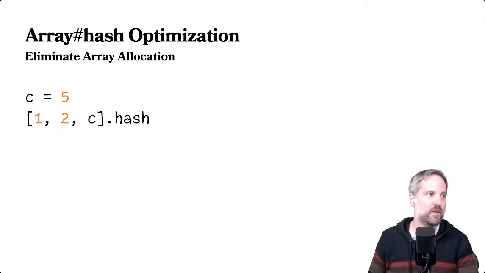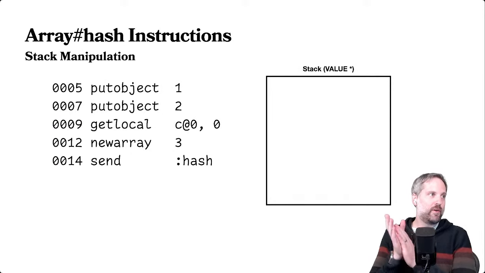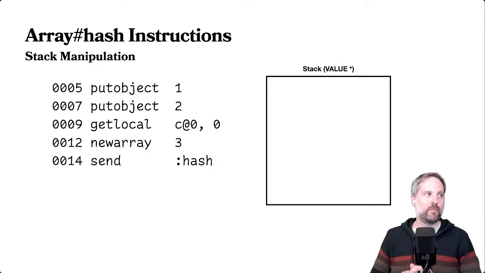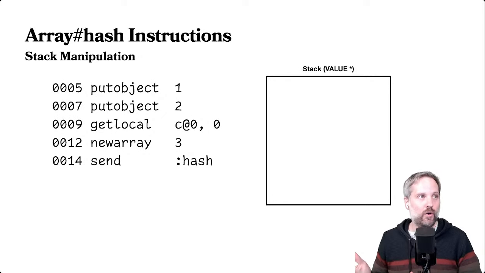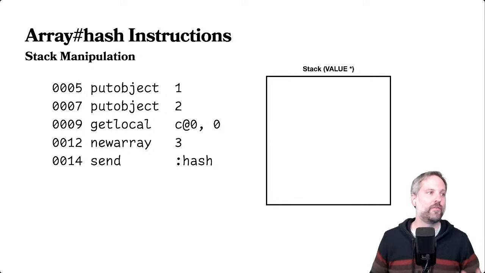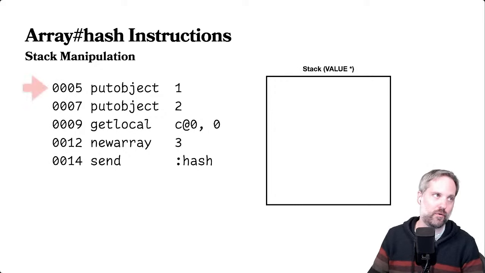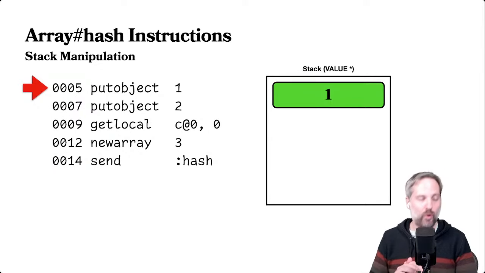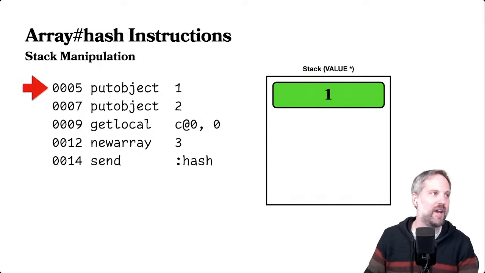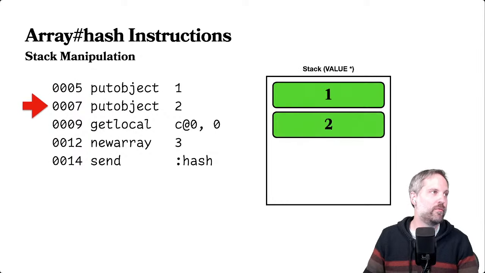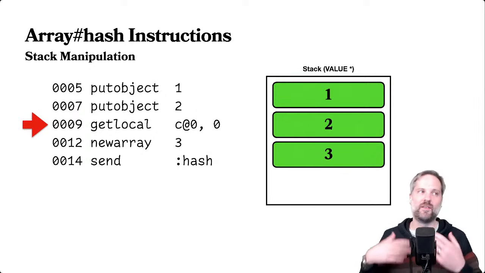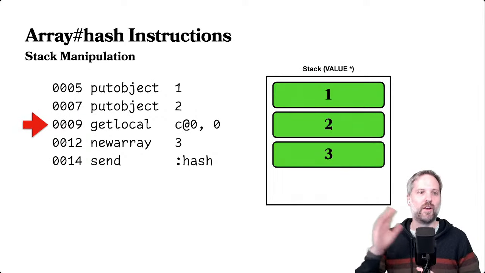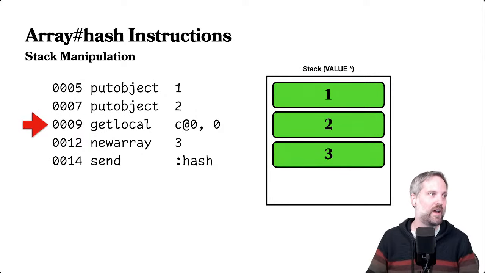So here are our VM instructions for that code on the previous slide. First thing we do is push the integer 1 onto the stack. Then we'll push integer 2 onto the stack. We'll get local on C. Let's say that the C local variable has the value 3 in it. We'll push 3 onto the stack. Then we'll call new array.